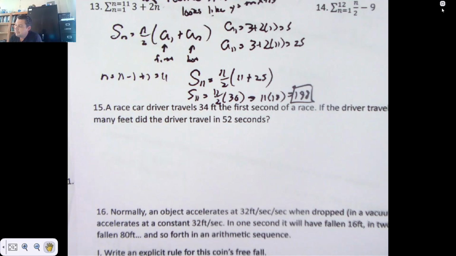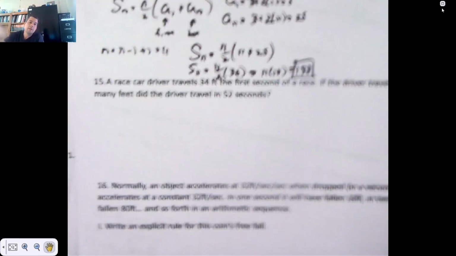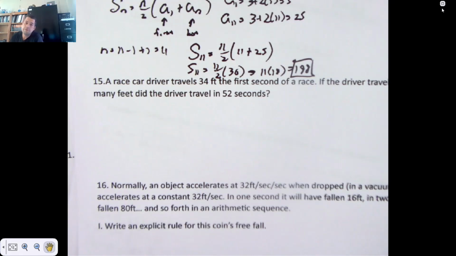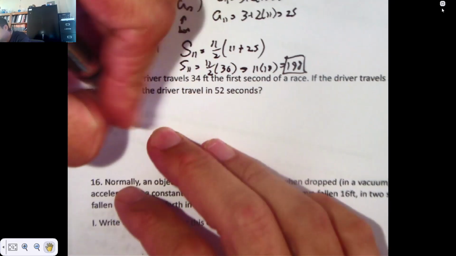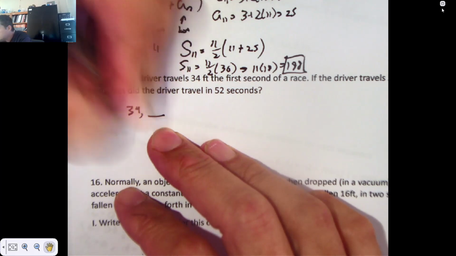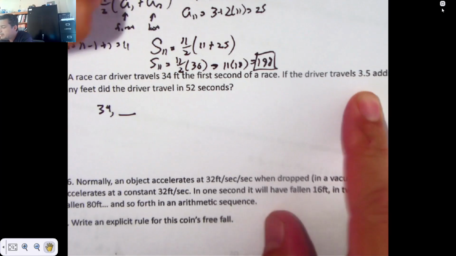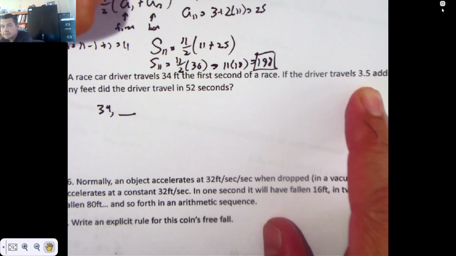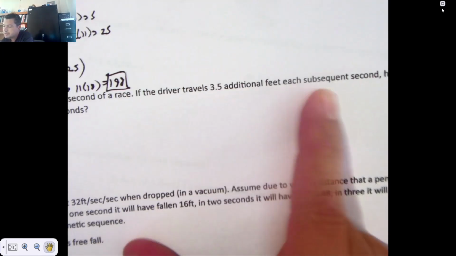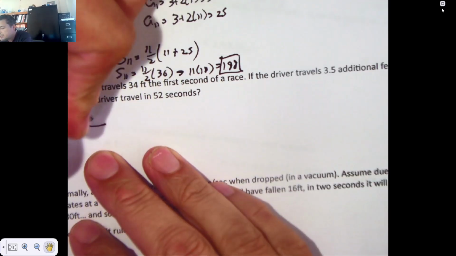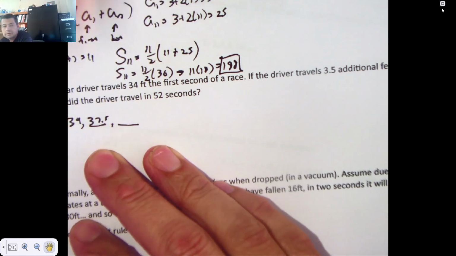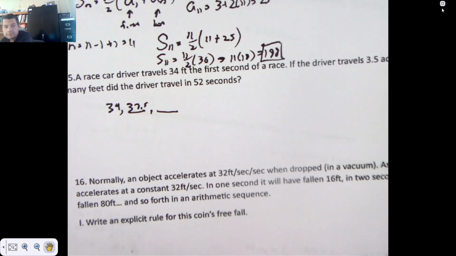Let's see, I will do the race car driver for you to help you with 16 to some degree. Although 16 will probably be asked in class, so be it. Race car driver travels 34 feet the first second of a race. It says he travels 3.5 additional feet each subsequent second. Notice how that's written out, which means the next time it's 37.5. After that, we had another 3.5. I think we're sitting at 41.